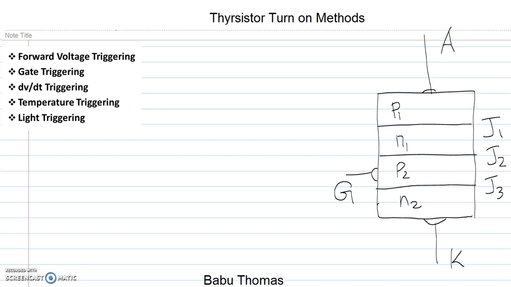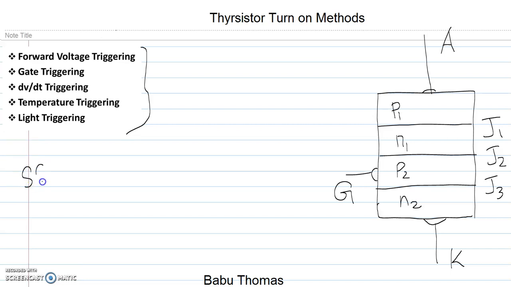Hi everyone. Now we are going to discuss the various methods which are employed in order to turn on the thyristor. Basically, there are five methods in order to turn on the thyristor. That is, which is mentioned over here: the forward voltage triggering, gate triggering, dV by dt triggering, temperature triggering, and light triggering.